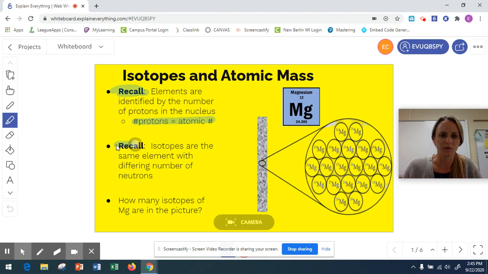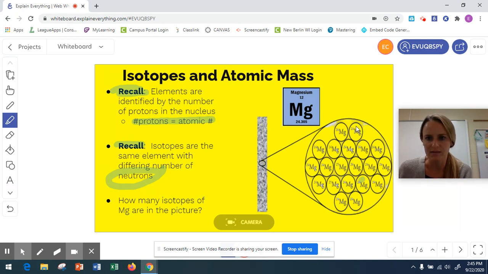You also were introduced to isotopes. Isotopes are the same element, but they have a different number of neutrons. And because they have a different number of neutrons, they're going to be the same element, but they're going to have a different mass number as well. So if we take a look at this sample, it says how many isotopes of magnesium are in the picture. So we're looking for differing mass numbers.